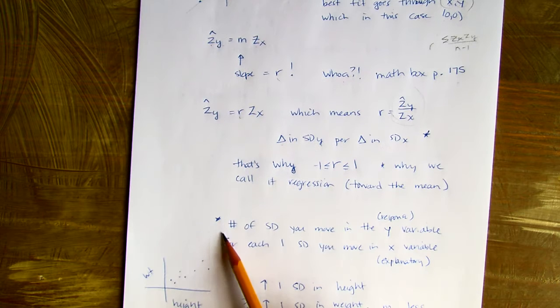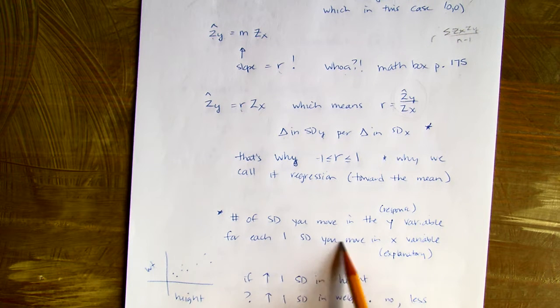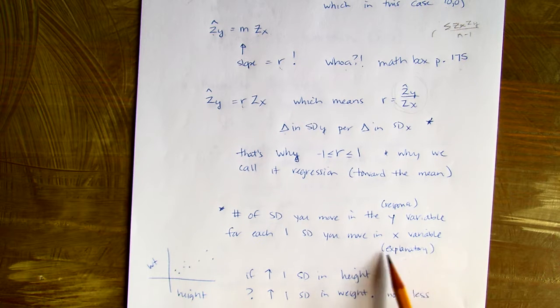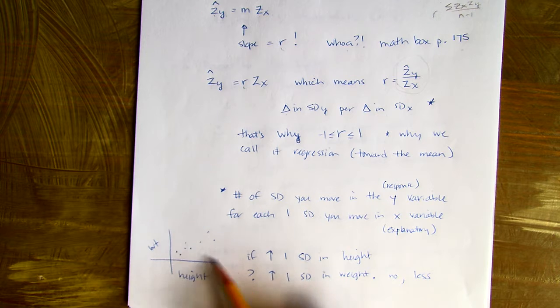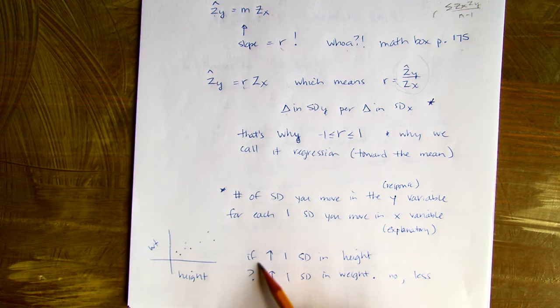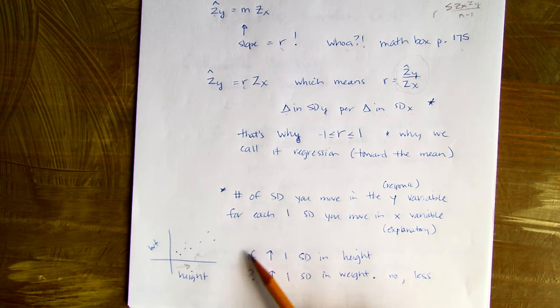So in other words, it's the number of standard deviations you move in the y direction in the response variable for each one standard deviation you move in the x variable or the explanatory variable. I'm going to come back to this. So if I'm plotting weight versus height, suppose I go up 1 standard deviation in height. Am I going to go up 1 standard deviation in weight? No, because it's not a one-to-one relationship. I can't entirely predict weight from height.